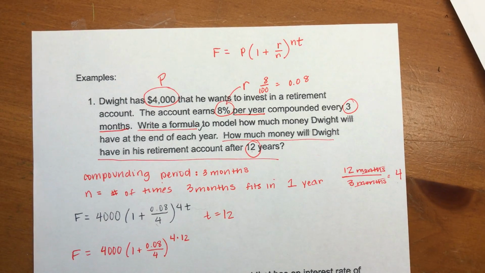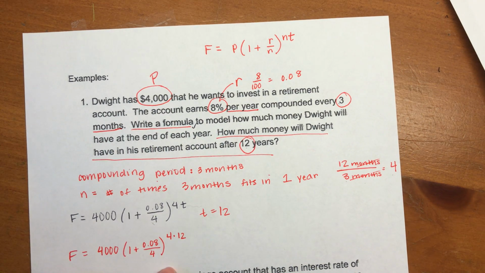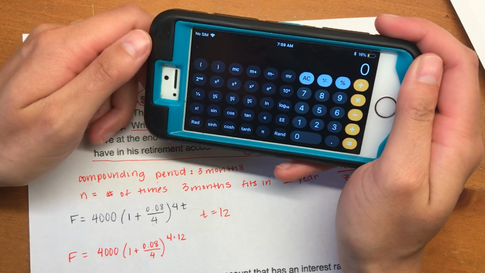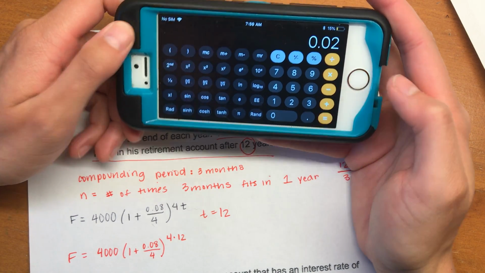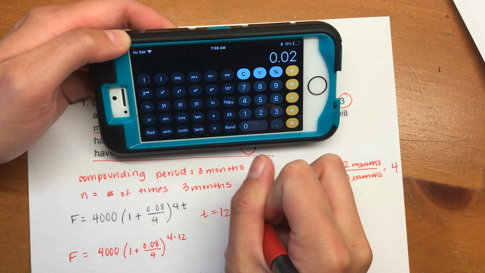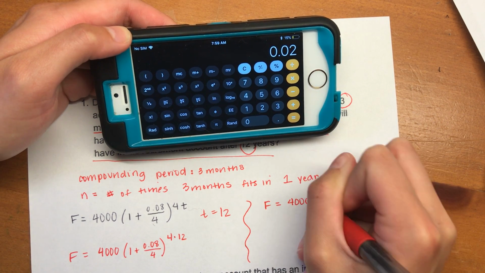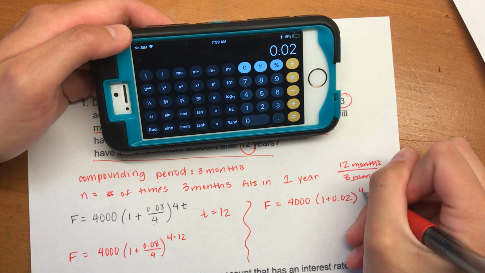Okay, so now we have a number of different steps here. What I like to do is take out my calculator and start with these numbers inside the parentheses, because that's how my order of operations goes, right? So I have to do division before addition. So I'm going to say 0.08 divided by 4 is 0.02. So now I'll have F equals 4,000 times 1 plus 0.02 to the 4 times 12.